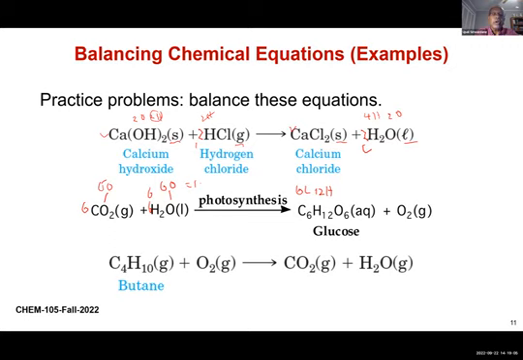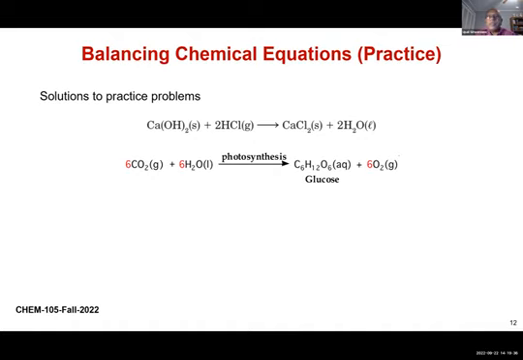That means 12 oxygens on this side. To make 12 oxygens, 6 is already there. The remainder is another 6. Therefore, you put a 3 here. That's 6 oxygens. Altogether it is 12 oxygens. Therefore, the equation is balanced. So you go back to this one.